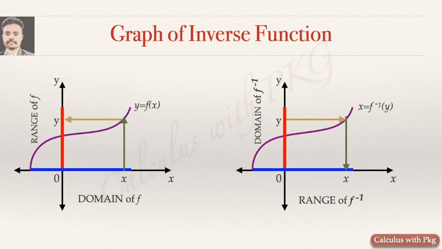As I have already told, the domain of the original function will become the range of f inverse, and the range of the original function will become the domain of f inverse. So here the domain of f inverse is shown by the red color line, which is the range of the original function f.